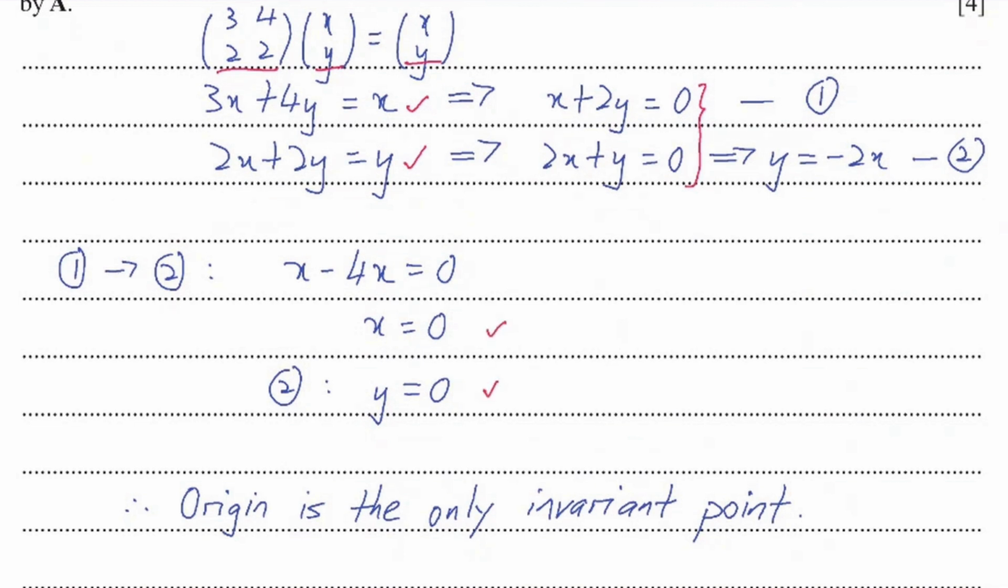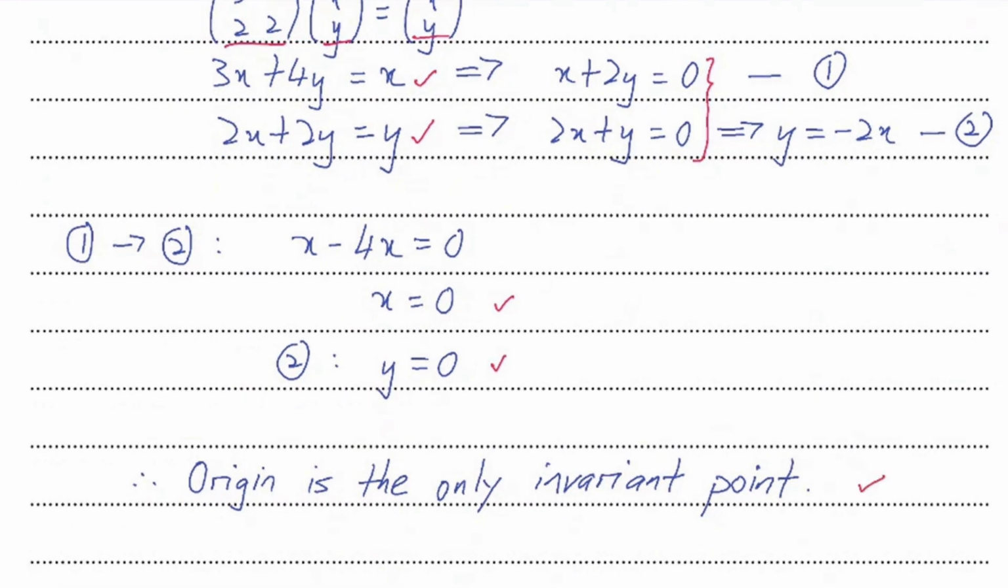So we should show a bit of the working to find out that x is 0, and then we can also find out that y is 0. So we have solved for x and y, and they only take the value 0. From there, we can conclude that the origin is the only invariant point in this case.